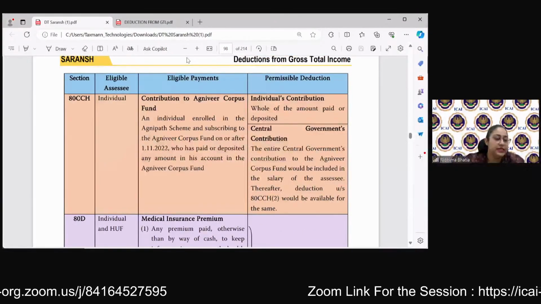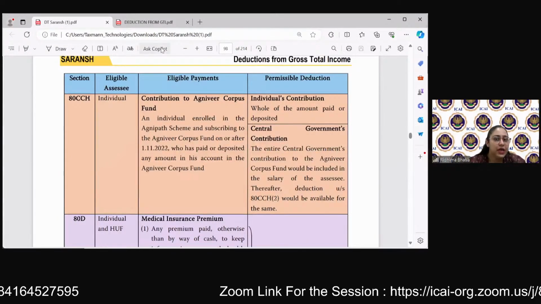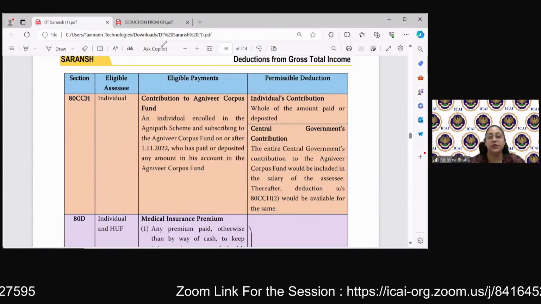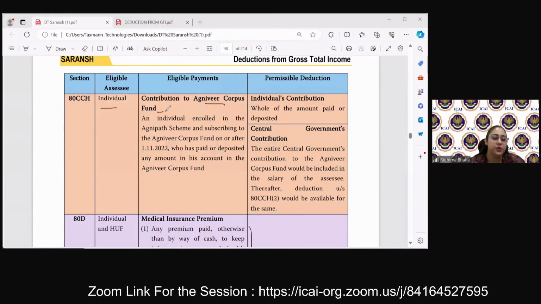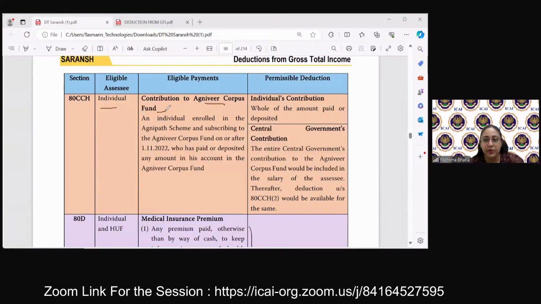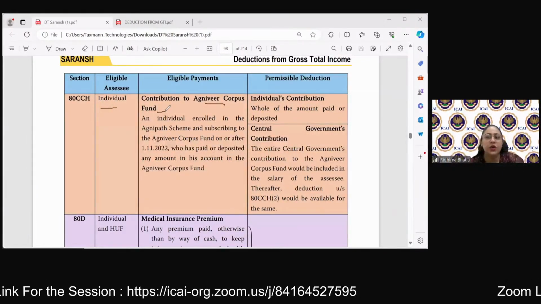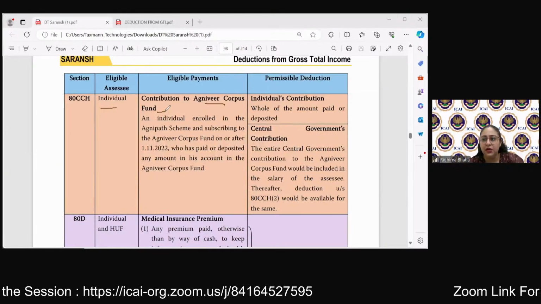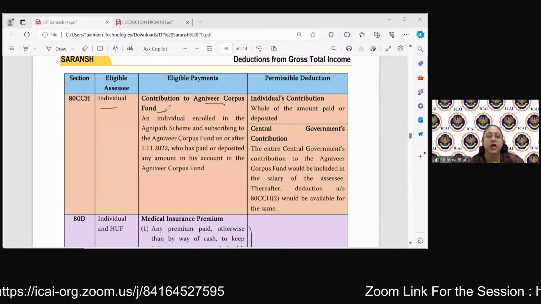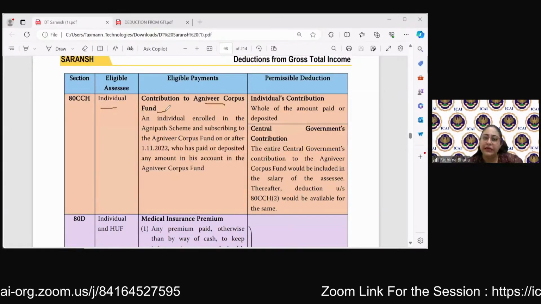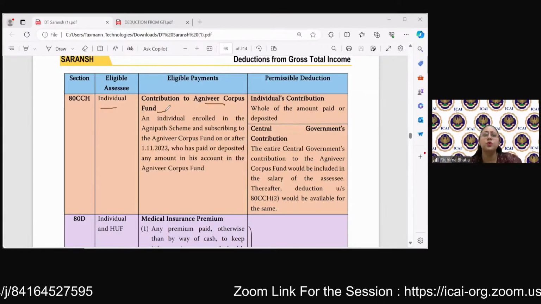Next, which you have is 80CCH. Now, this is a very latest one which is introduced, and this question can come because it's the latest one. This is only for individual. Now, there is contribution to Agniveer Corpus Fund. So the government introduced an Agniveer scheme where young people from the age of 17 to 21 can enroll under the scheme, and they can get trained for a few years under any of the three army verticals. And then 25% of them are retained in the army, and others are given options to work in government jobs.